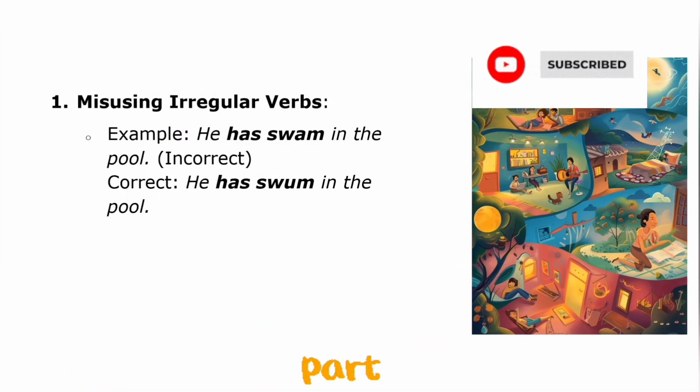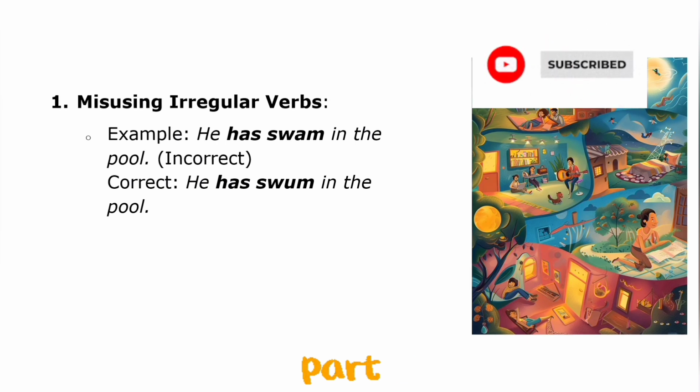Irregular verbs do not follow the standard pattern of adding -ed for past tense and past participle. Instead, their forms change in unique ways, and using them incorrectly can make your sentences sound off. Misusing irregular verbs, example: He has swam in the pool. This is incorrect. The correct way: He has swum in the pool.